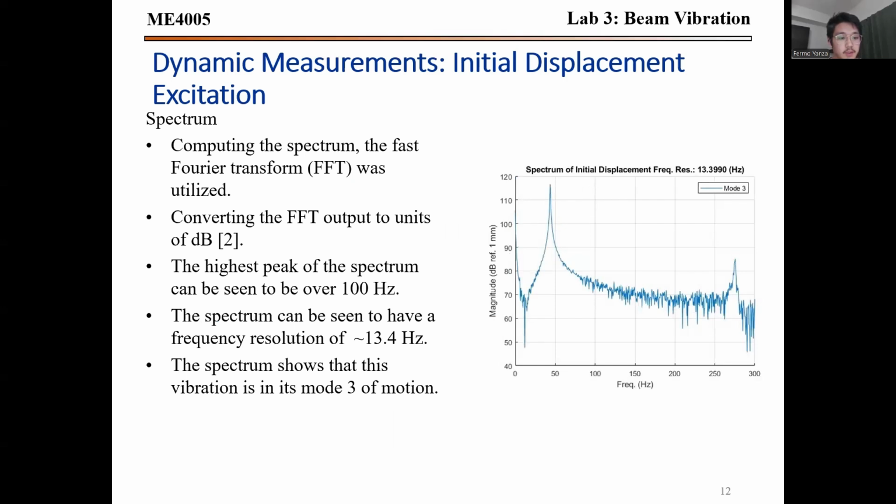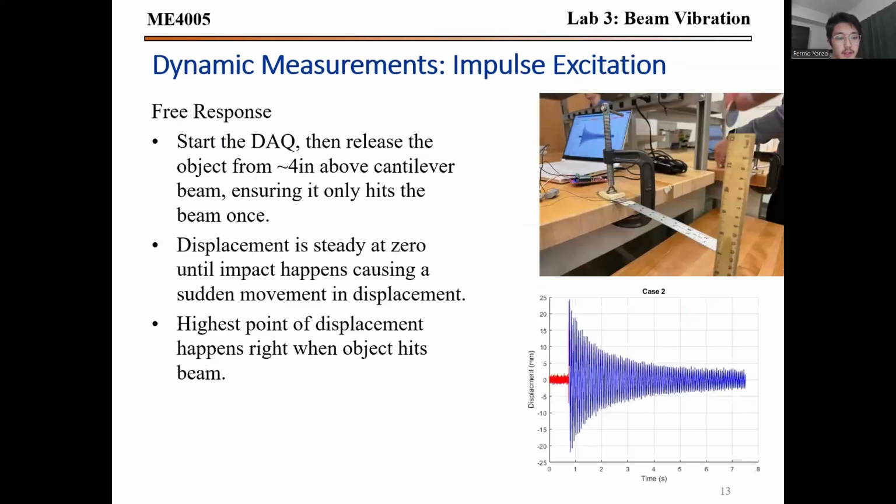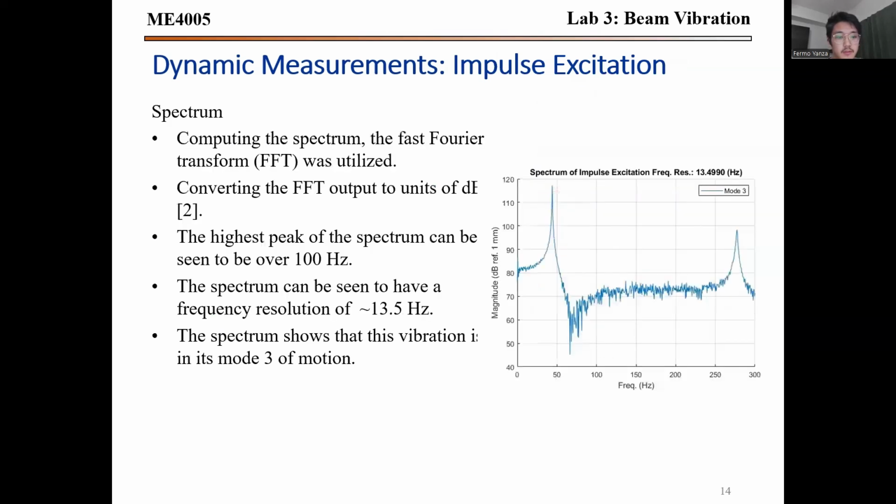These are the spectrum showing that once the first 3 seconds of the beam moving for case 1, the mode seemed to be 3, and it was the same thing for case 2, given the impulse dropping it from about 4 inches, showing that displacement was 0 because the beam's at rest, and then finally spiking up, hitting roughly 25 centimeters first.